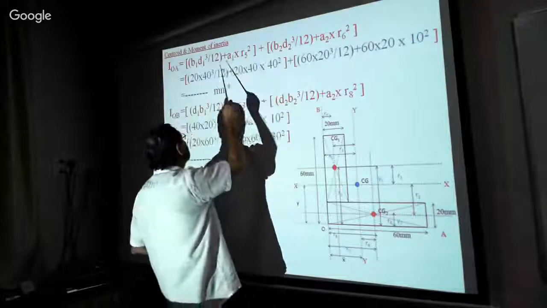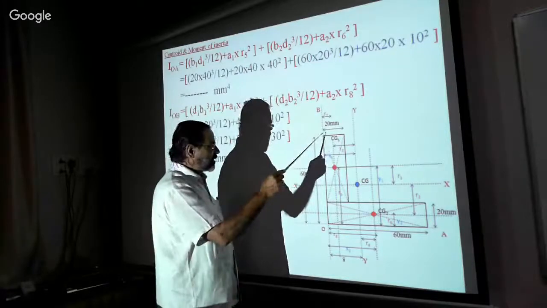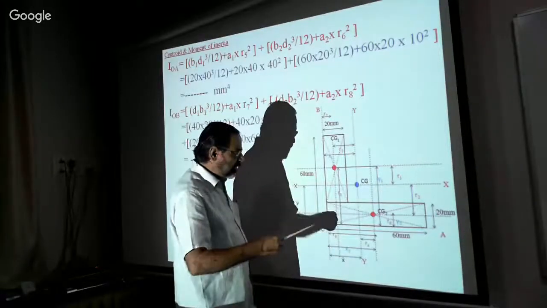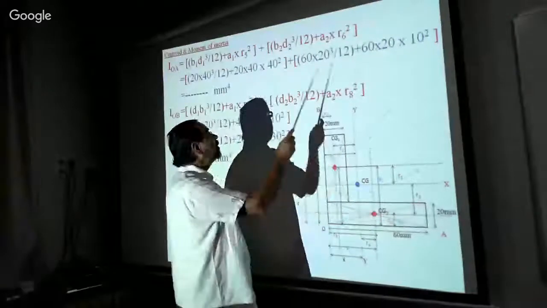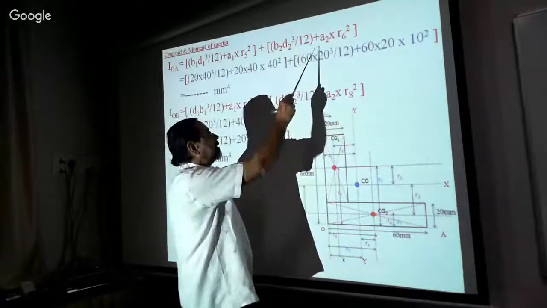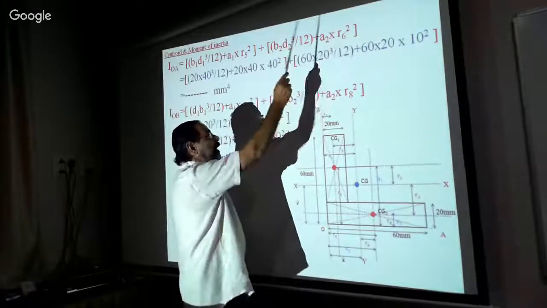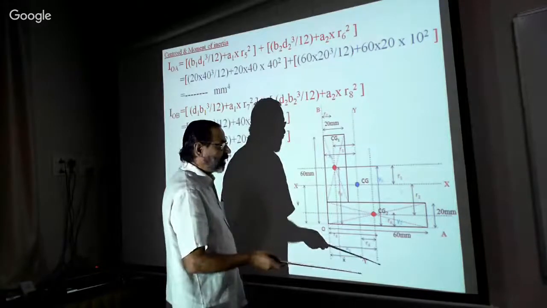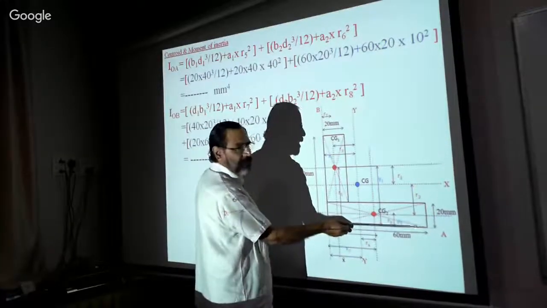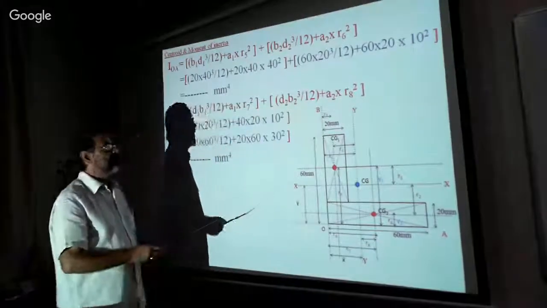Similarly, let us calculate the moment of inertia of figure 2 about OA, isn't it? That is equal to B2 D2 cube divided by 12 plus area B2 D2 and R6 square. R6 is the distance of the centroid of figure 2 with respect to OA, isn't it? That is how we can calculate the moment of inertia and substitute it.